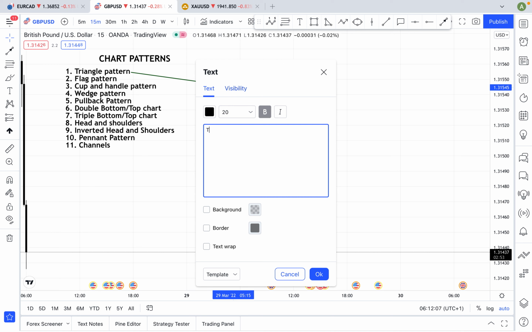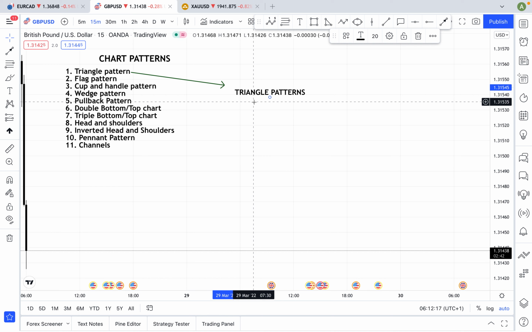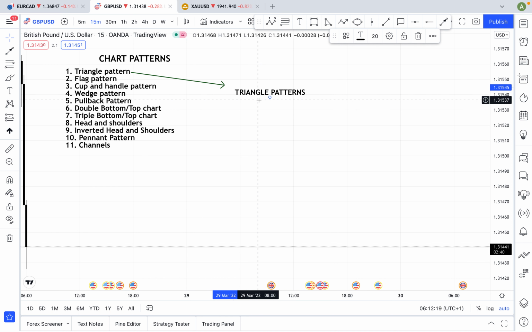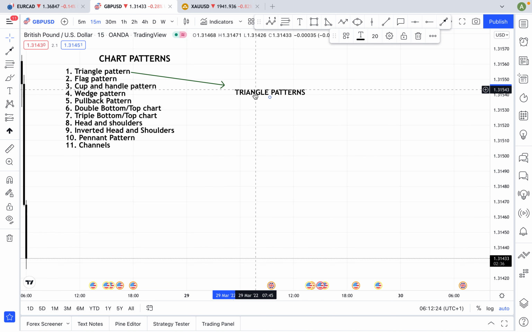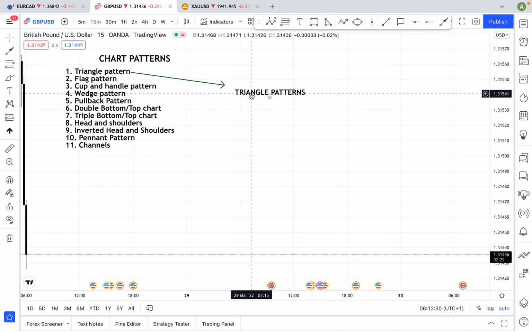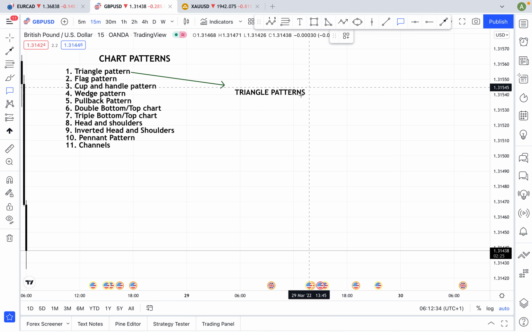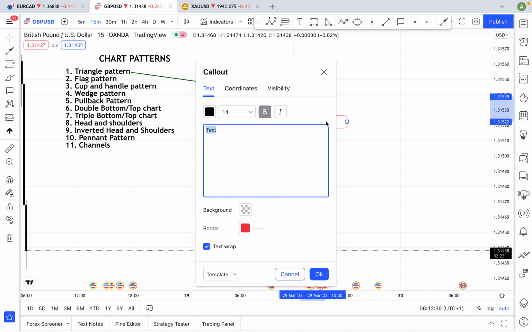Triangle pattern. Okay, triangle patterns. Inside of this triangle pattern, we believe it is the most essential, and it frequently emerges in our charts. Wherever you're trading, you're looking at your chart, almost every time we see the triangle chart. And then we have the types of it. We have the types of this triangle chart. What are the types?